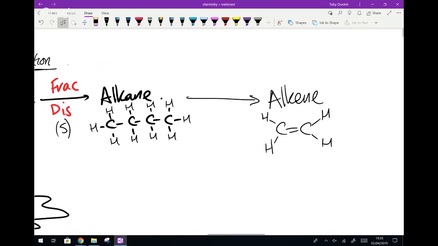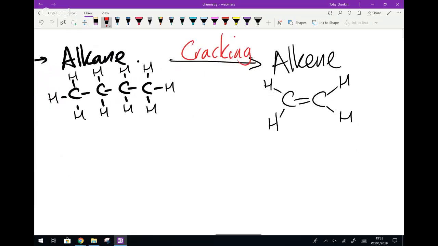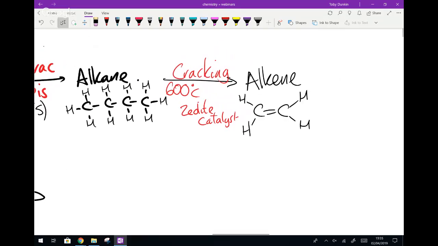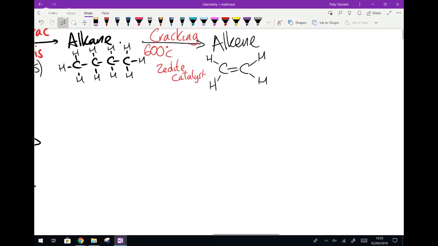5 marks. We now learned in the 1950s, actually it was the 40s, to crack. So we now do cracking. And at this point, I get to refer back to my previous webinar on industrial processes. 100 degrees Celsius. It's very, very hot. A zeolite catalyst. So there's our industrial process of cracking. And we transform the alkane family into an alkene family. We also get, by the way, the alkene, funnily enough, as a byproduct.